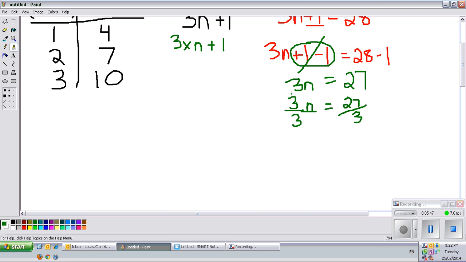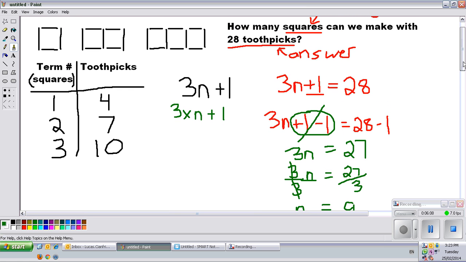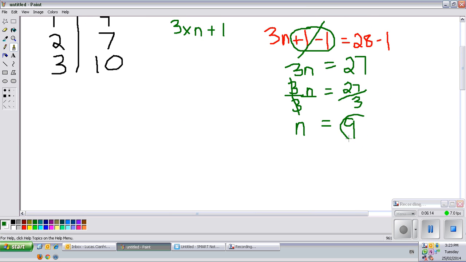The 3 on the numerator and the 3 in the denominator will cancel each other out, leaving you with just the variable n. And then you will just solve 27 divided by 3 will give you 9. And therefore, going back to our question, how many squares can we make with 28 toothpicks? We can make 9 squares with 28 toothpicks.